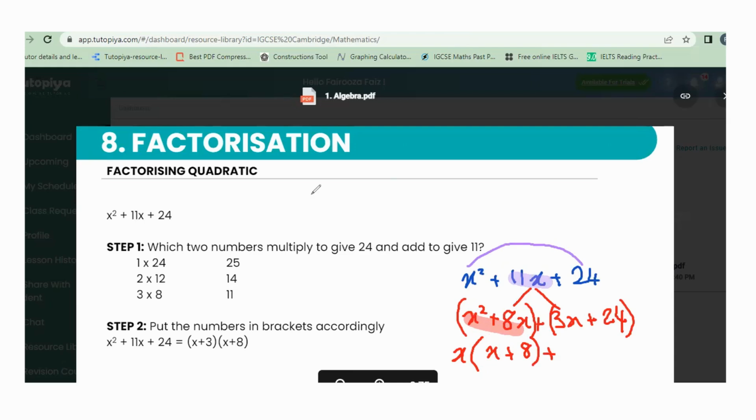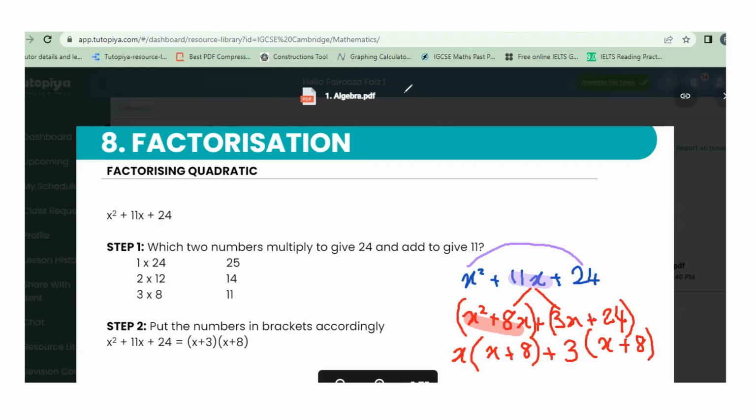Thanks, Abdurrahman. And I have an answer from Alicia. Then 3x plus 24. What would be the highest common factor there? 3, Alicia. Thank you. So 3, and what will be remaining inside? 3x divided by 3, we have x and plus 8. It's x plus 8 again.